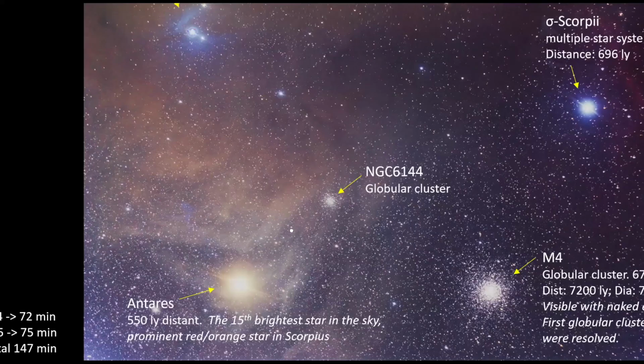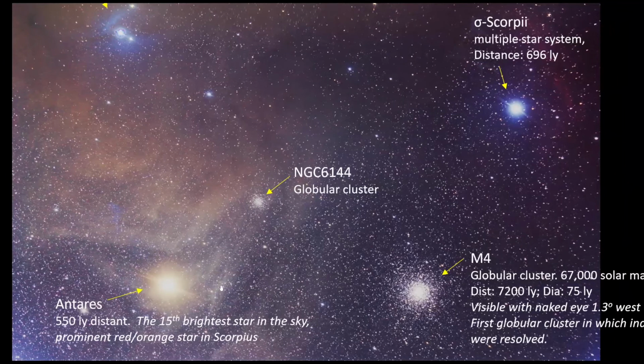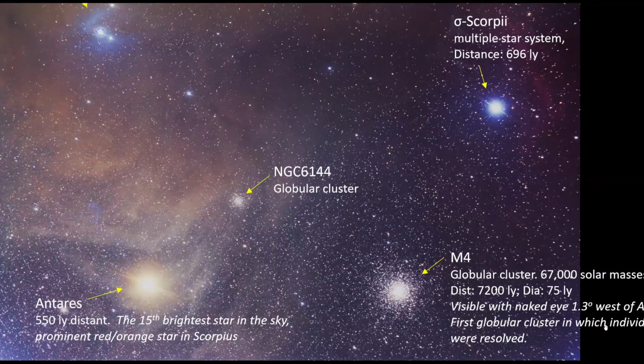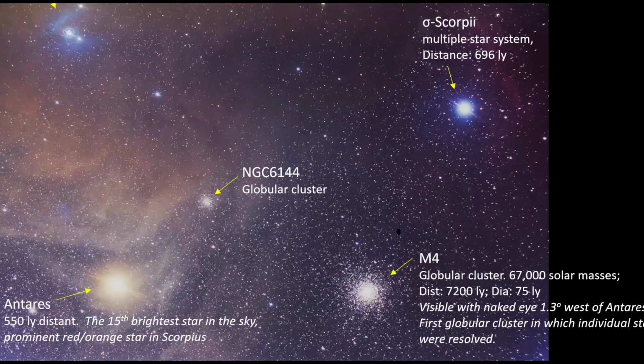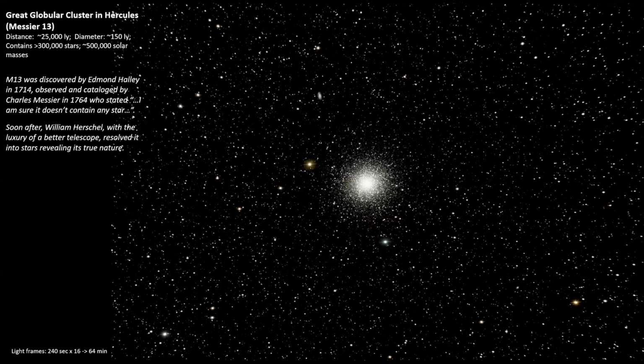In the field of view is Antares, a star that many of you are probably familiar with. It's the 15th brightest star in the sky. It's very red and orange, in Scorpius. And there are 2 globular clusters in this image, NGC 6144, and more prominently M4, which is visible to the naked eye. Look up in the sky at Antares, and you can easily see M4 on a clear night. It was the first globular cluster in which individual stars were resolved. And on the next chart, we will talk more about globular clusters.